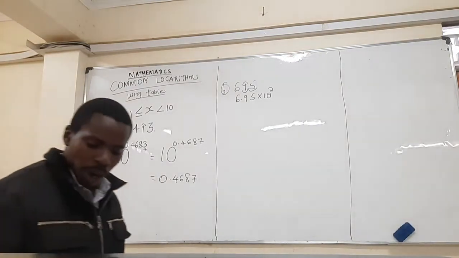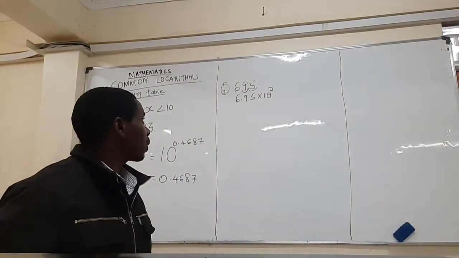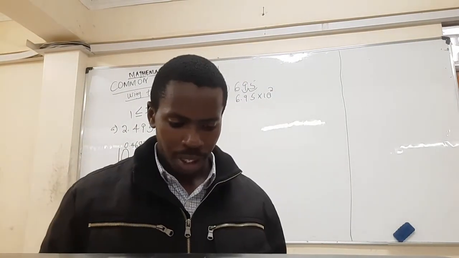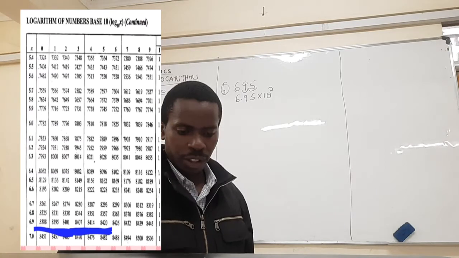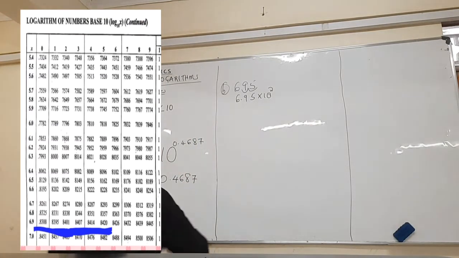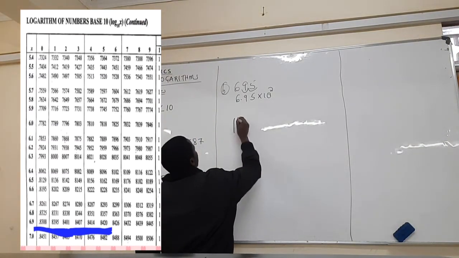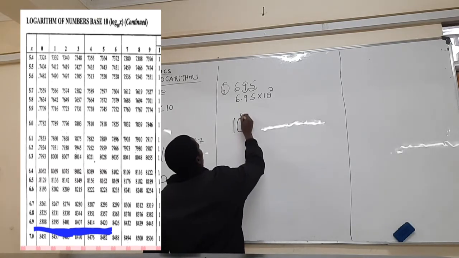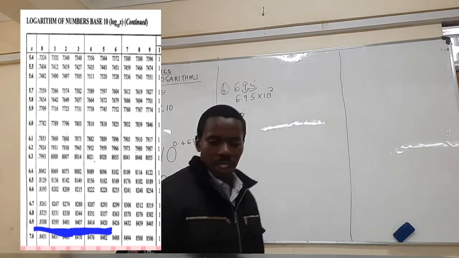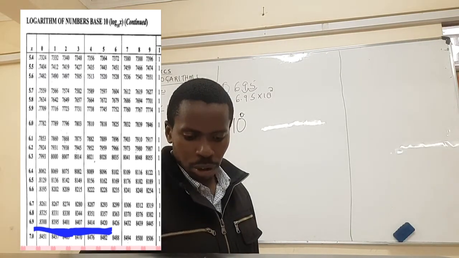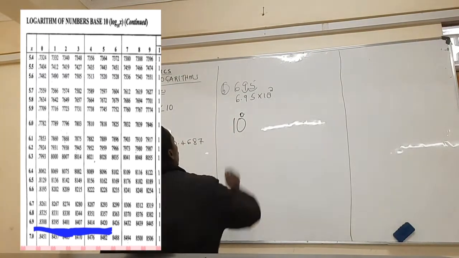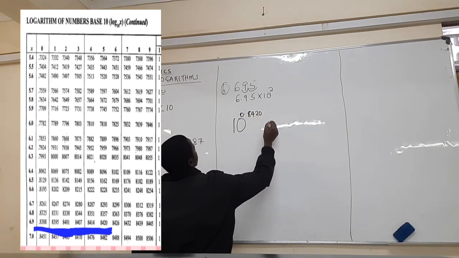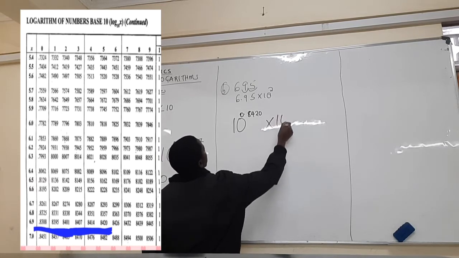Then we look in our table for the logarithm of 6.95. The base is 10, and everything in the table is 0 point something. In this case it is 0.8420. Then we multiply by 10 power 2.